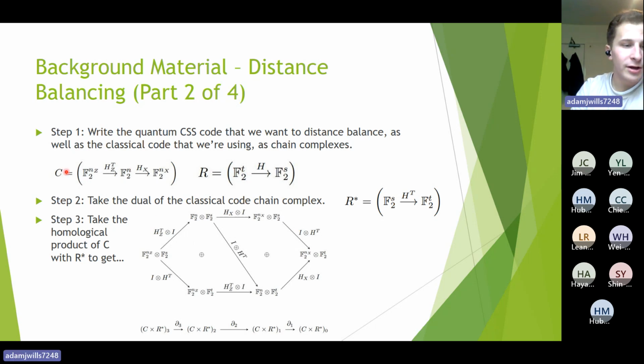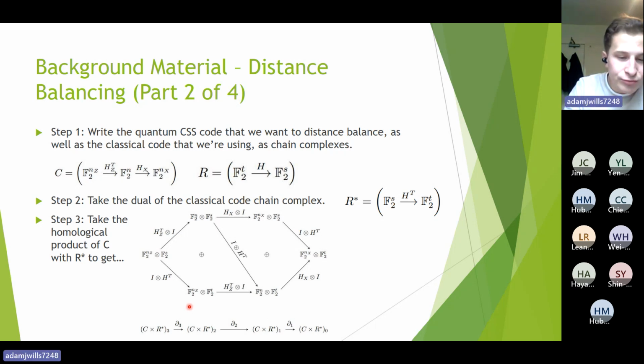The homological product of the chain complex C with R star is written as C cross R star, and that's a new chain complex. In fact, this is a four-term chain complex. So we took the product of a three-term with a two-term chain, and we got a four-term chain complex. So this chain complex C cross R star has four spaces: C cross R star 3, C cross R star 2, C cross R star 1, and C cross R star 0. And therefore three linear maps going between them: D3, D2, and D1.